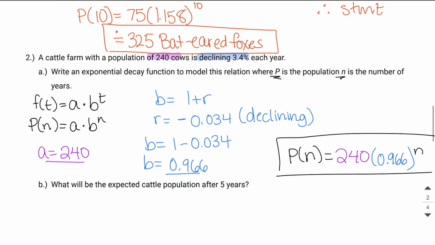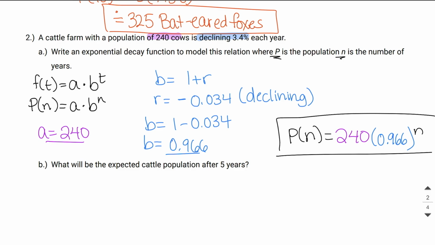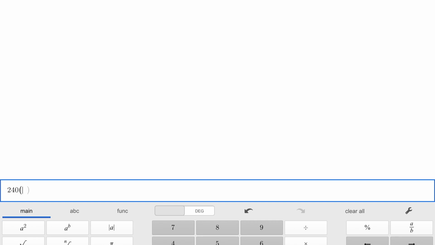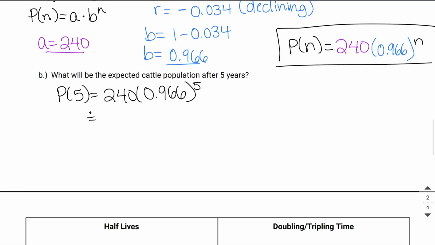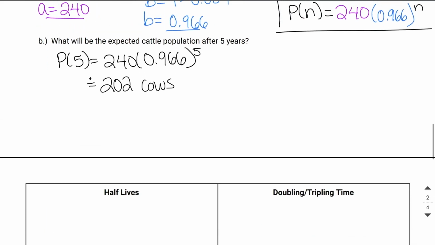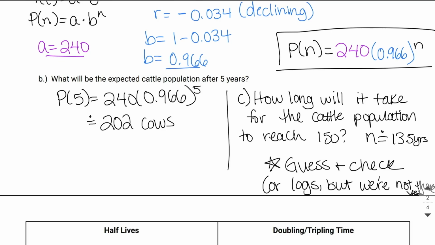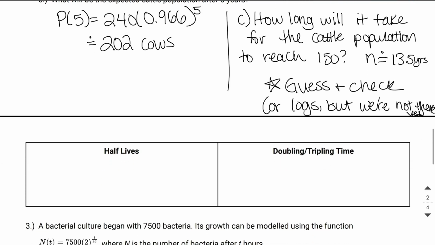And then it says, what will be the expected cattle population after 5 years? So here we just need to find P of 5. So I'm going to do 240 times 0.966, all to the power of 5, and I'm just going to type that into my calculator. So 240 times 0.966 to the power of 5, and we get approximately 202 cows. But again, you can get an accurate answer using logs, which we're going to learn throughout this unit.